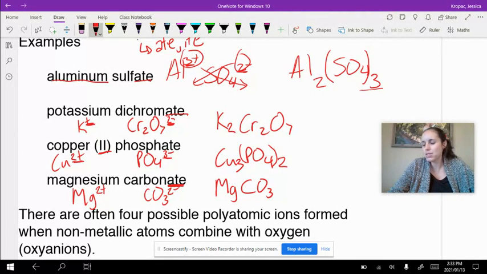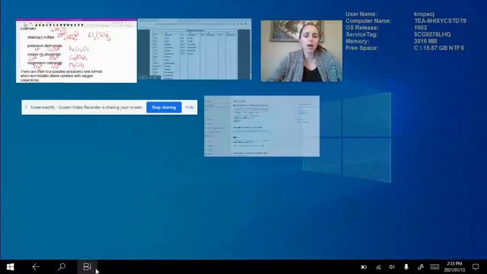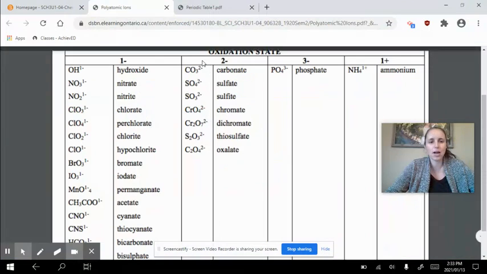Quickly, before we get to the last couple 8 endings that we're dealing with, I want to show you the 2 exceptions that you might see. So the 2 times that you might not have an 8 ending. Let's take a look at your polyatomic chart, and I'm going to show them to you right now.